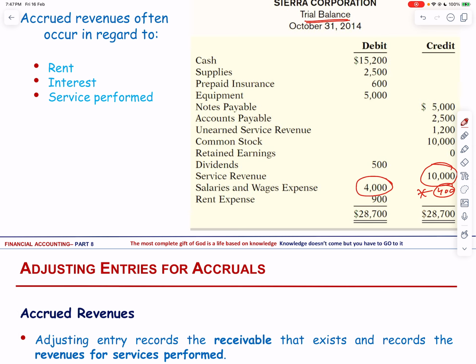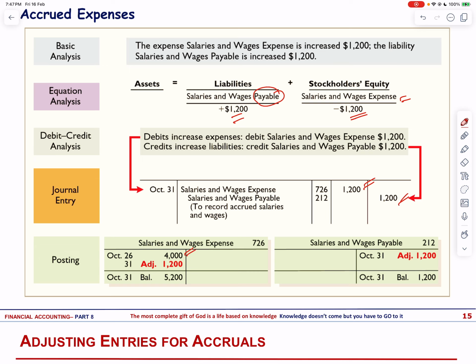So we have a balance of 4,000. Now salaries and wages expense are debited by 1,200 and our liability increased by 1,200 as well.